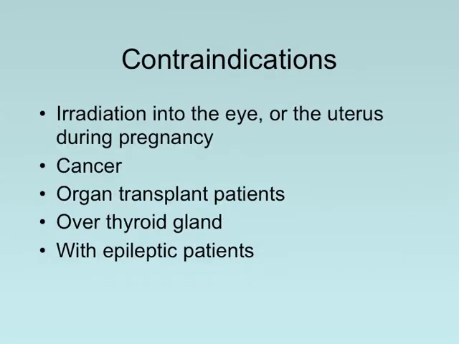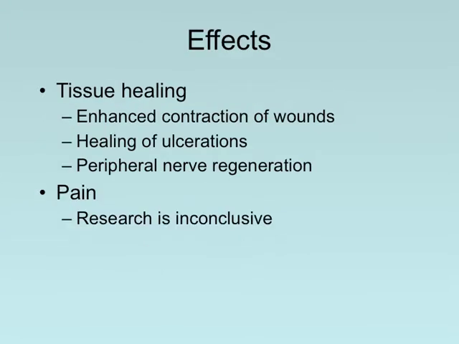Contraindications include irradiation to the eye or the uterus during pregnancy, cancer, organ transplant patients, over the thyroid gland, and with epileptic patients. Effects, primarily, again, tissue healing. They enhance the contraction of wounds, the healing of ulcerations. The nerves have been found to regenerate somewhat. And in regards to pain, again, the research is inconclusive.